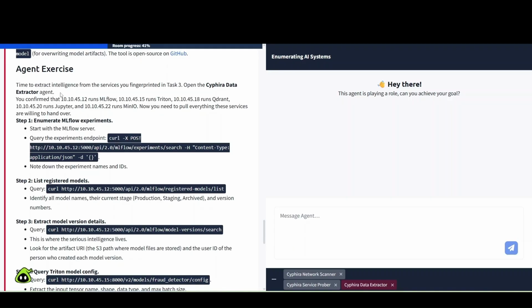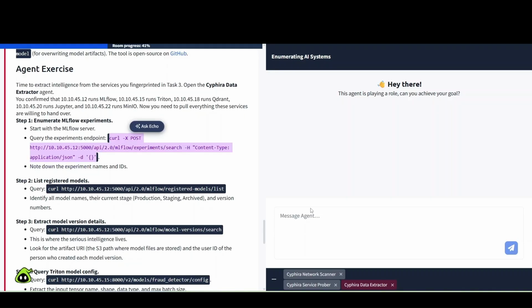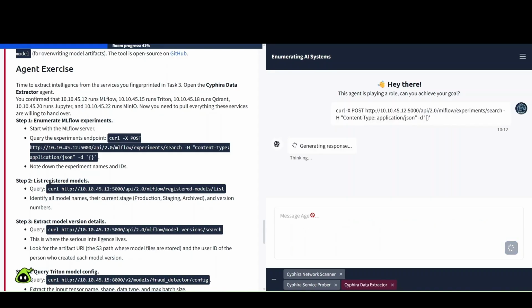All right, time to extract intelligence from services you fingerprinted in task 3. Open the Saphira data extractor agent. You confirmed that .12 runs MLflow, .15 runs Triton, .18 runs Qdrant, .20 runs Jupyter, and .22 runs MinIO. Now you need to pull everything these services are willing to hand over. Step 1, enumerate MLflow experiments. Start with the MLflow server and query the experiments endpoint. They're going to do it with this long curl request, so let's do that and see what we get.